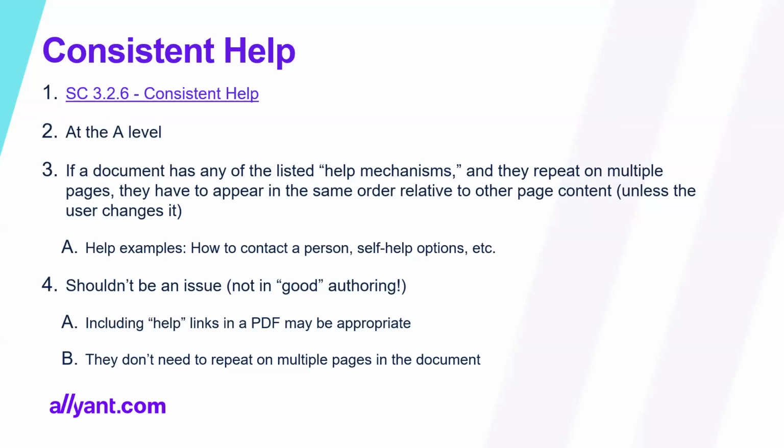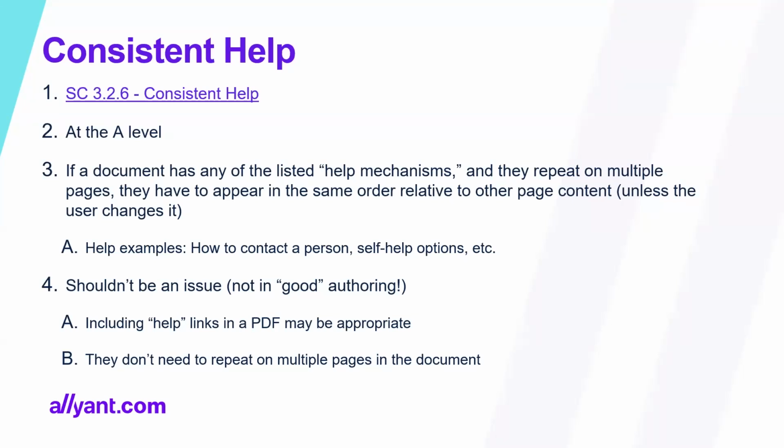Now, again, this really shouldn't be an issue in our PDFs, right? I'm not saying that you're not going to include links in your PDF, for example, to say, hey, how do I get more help if I need it? That would be appropriate, perhaps, to put in a document, especially if it's like a training manual or something. Hey, if you need help, contact us here. However, you're probably only going to have that once or maybe twice in a document. It's not going to be recurring help that's available on every page in a PDF, right?